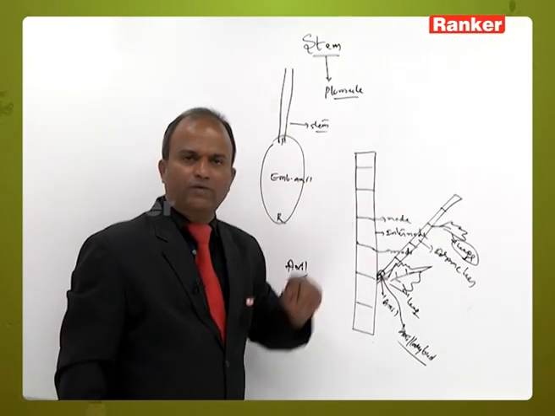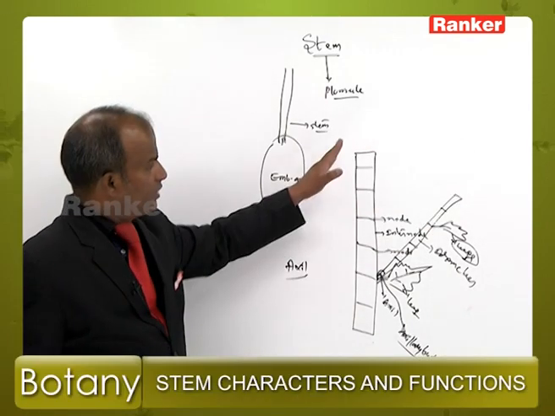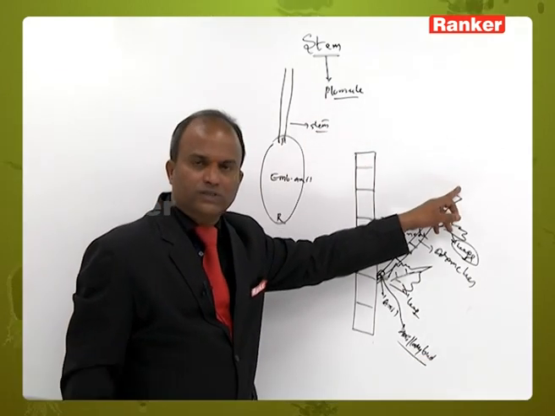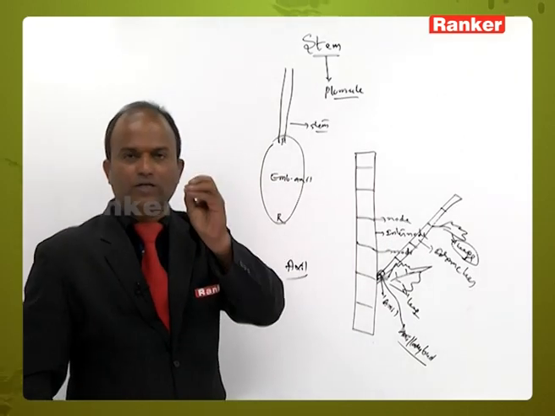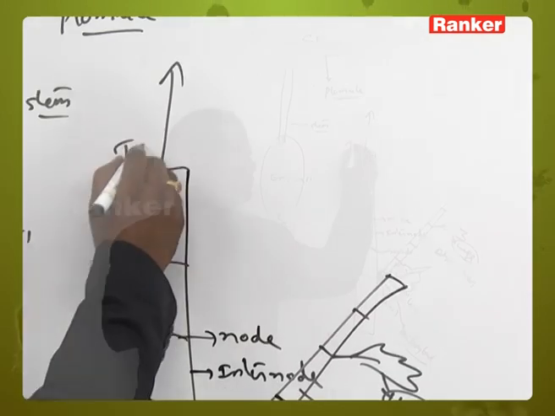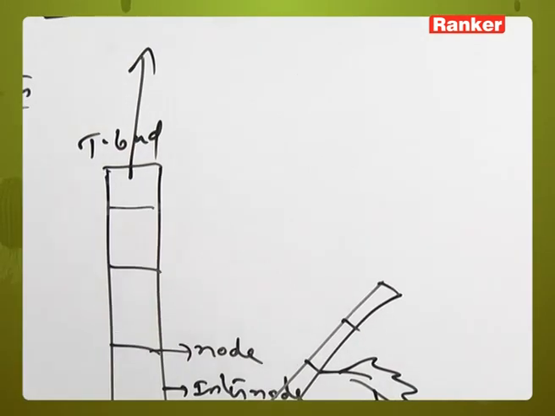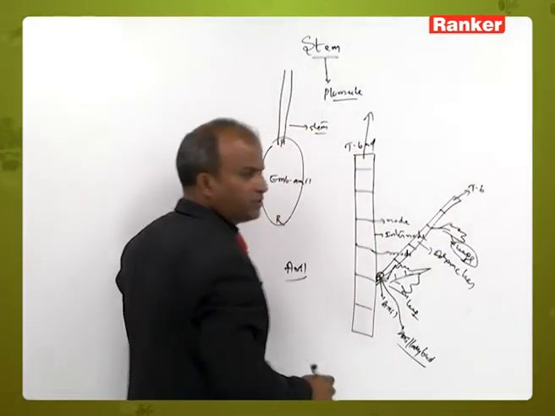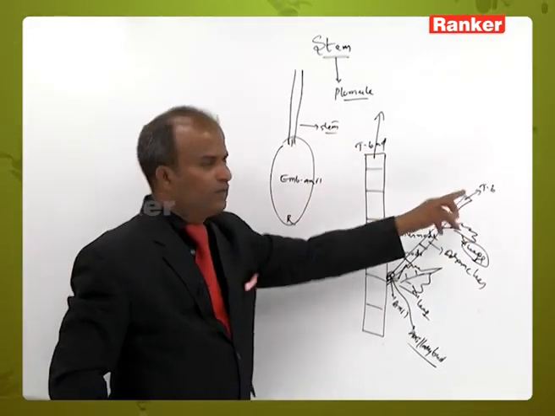Now can you tell me, is the terminal bud present towards the tip of the stem as well as the tip of the branches? Yes, the terminal bud is not only present towards the tip of the stem, it is also present towards the tip of the branches. Why? Because the vertical growth of the stem is carried out by means of the terminal bud, and the horizontal growth of the branches is also done by means of the terminal bud.